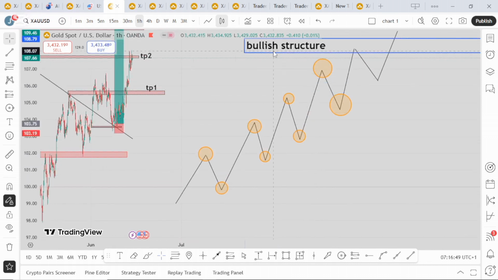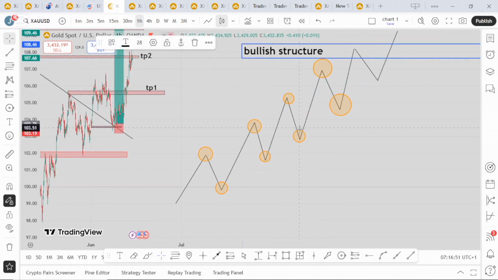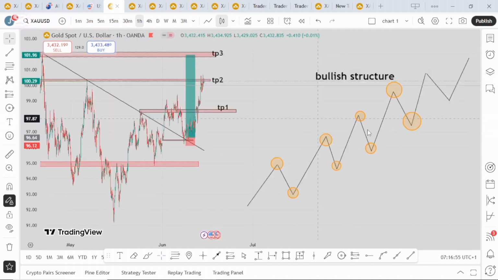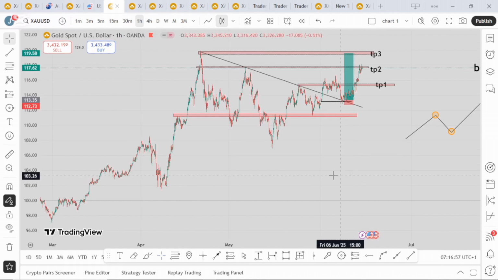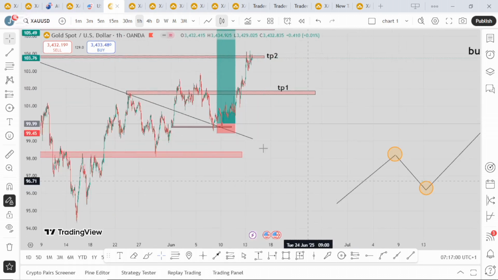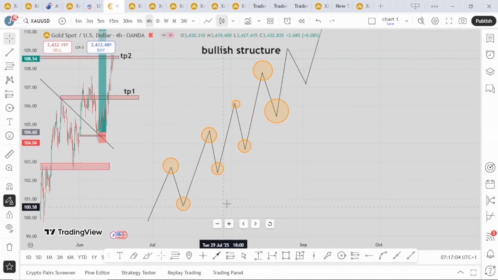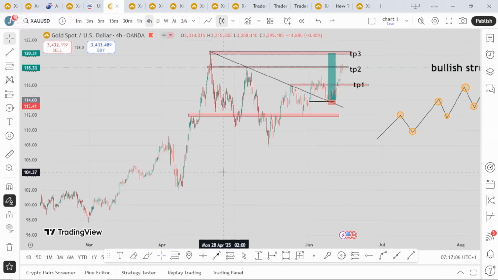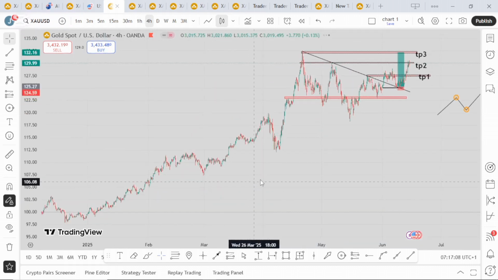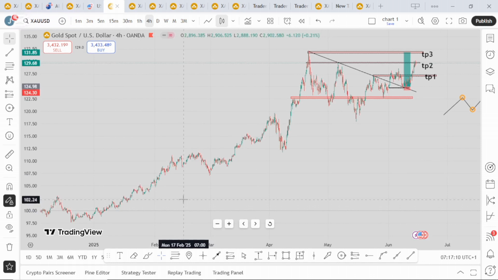When you see price forming, remember I said higher highs, higher lows, higher highs. Now let me show you what a bullish market structure is on the chart. Let me use the past data so that you see it properly.